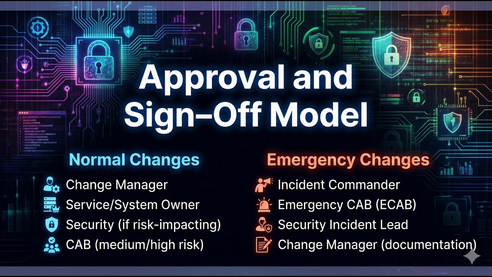For emergency changes during incidents, the incident commander typically authorizes action. An ECAB, often including on-call change, security, and technical leads, provides rapid approval. A security incident lead must confirm the change supports containment or eradication. The change manager ensures documentation is created, even if after implementation. Emergency approvals are risk-accepted decisions made under time pressure, but they must still be accountable and traceable.